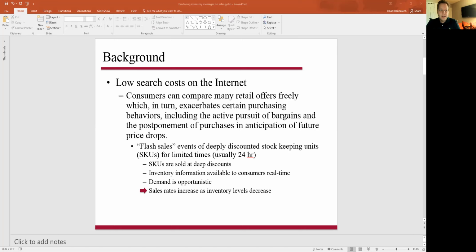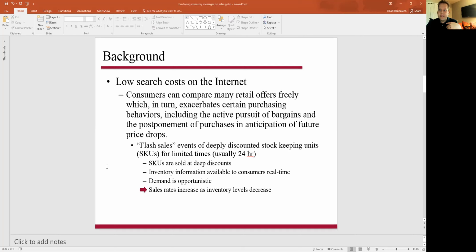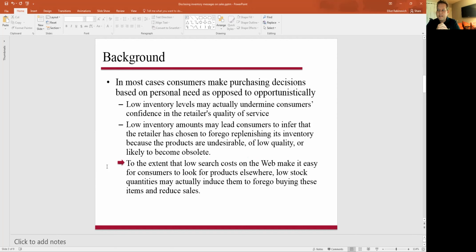And so obviously, these consumers are naturally more likely to purchase because they're going to behave opportunistically when they observe that inventory is running low. This is not necessarily the case in mainstream settings, particularly involving durable goods. So I'm not talking about perishable items like food or seasonal items. In this case, consumers make purchasing decisions based on personal needs, not necessarily based on opportunity.